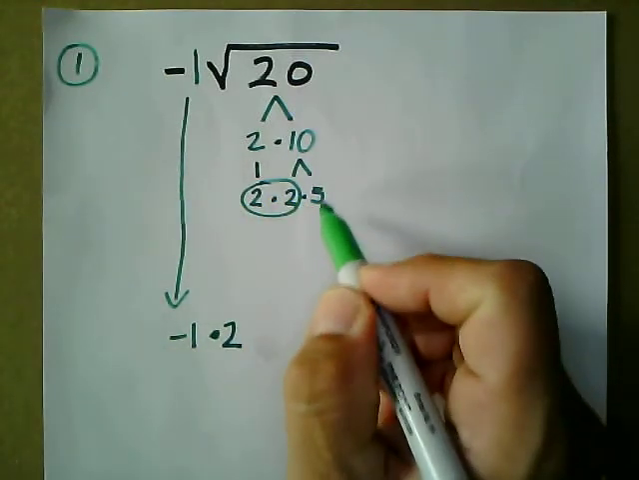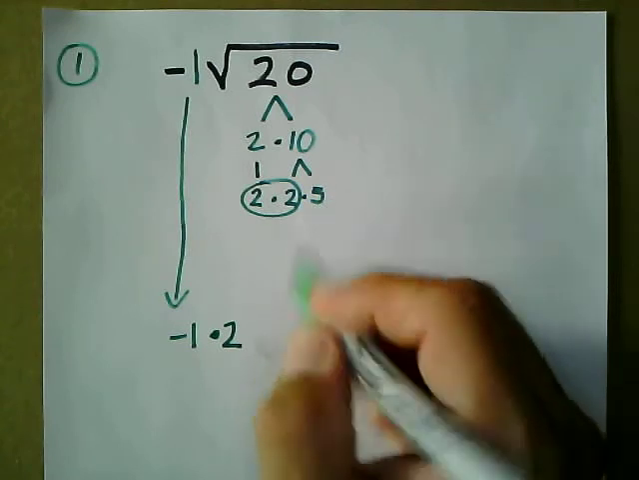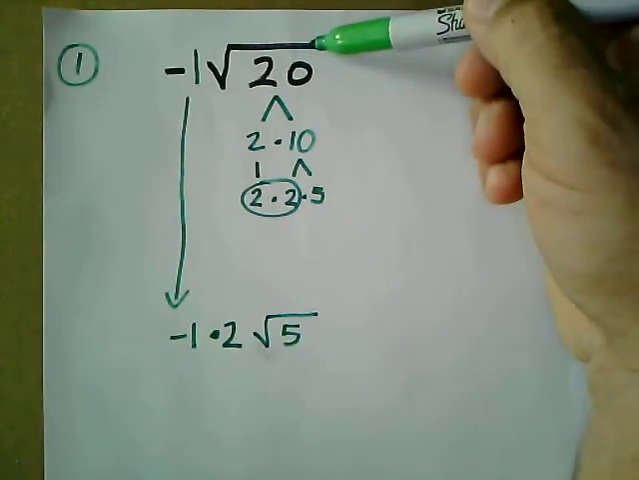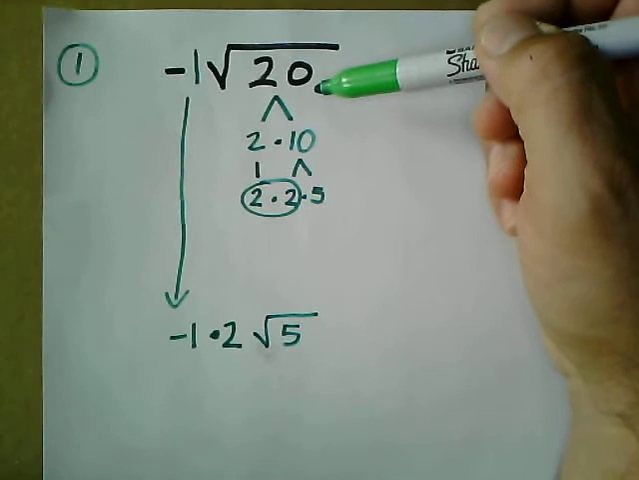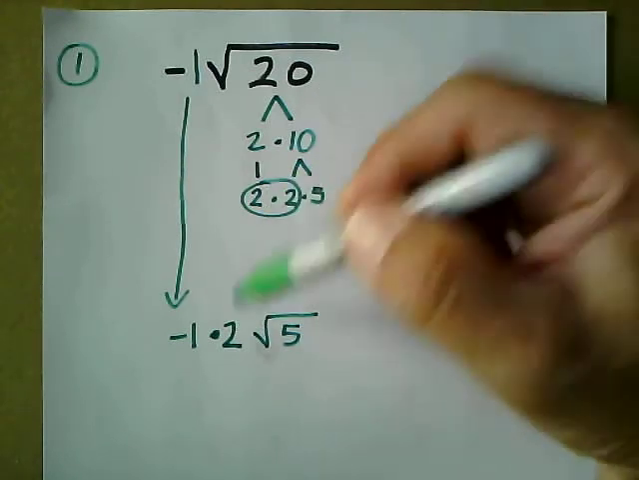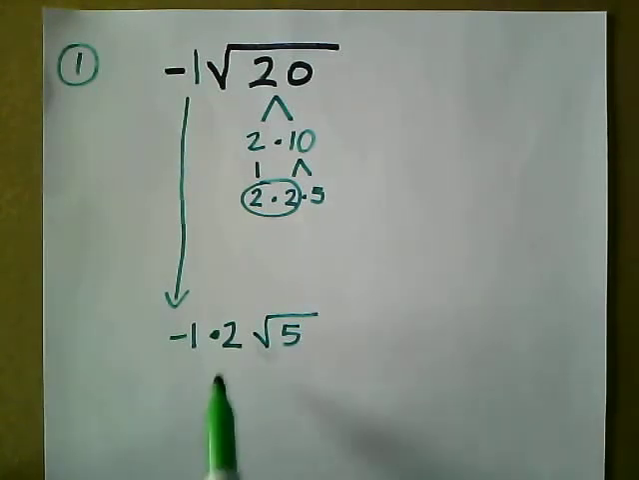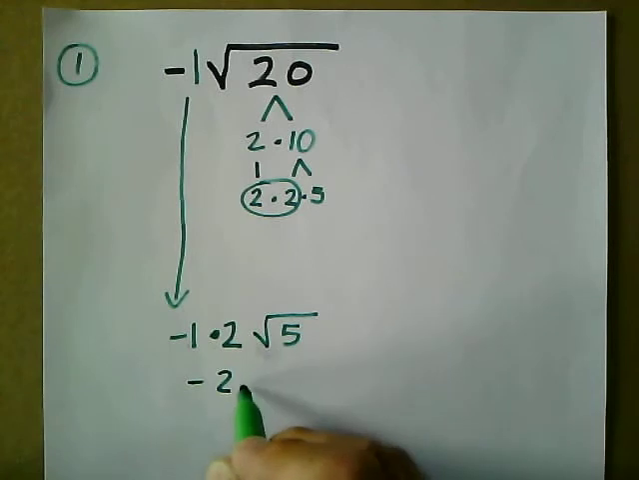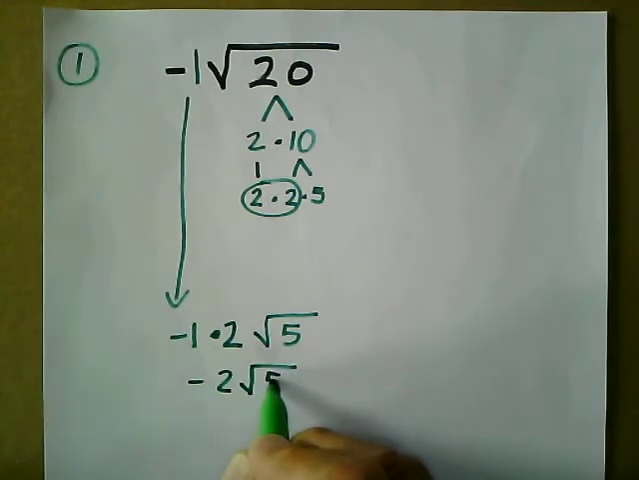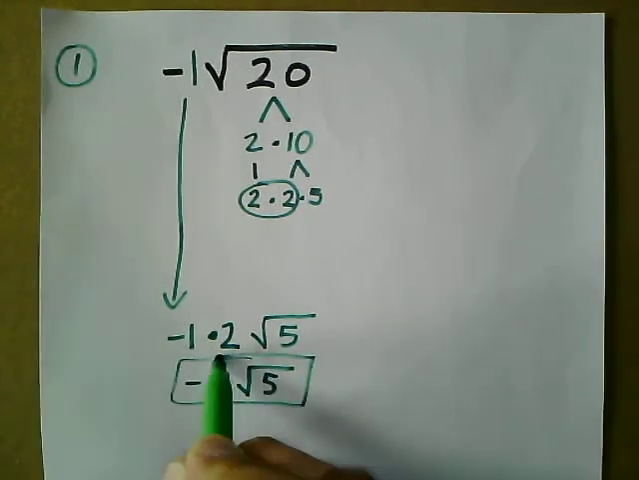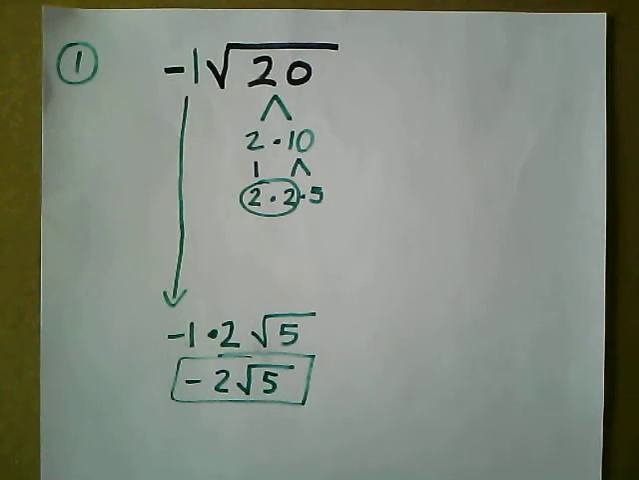Now, 5 cannot be broken down. It is not a perfect square. So we are going to bring that down, but we're going to put that back inside the radical. Because the radical says, what perfect squares can we pull out of 20? Well, we could pull that 2 times 2 out of 20. But we're left with that 5. We're almost done, but we still have this operation right here, this times. So -1 times 2, which is -2, and then we attach the times the square root of 5. So this right here is our answer. Okay? Make sure that you follow that step.